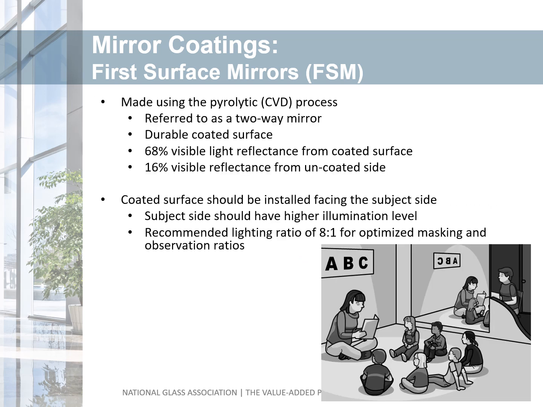Another method of producing first surface mirror is by using the pyrolytic method within a float furnace. This particular coating is sometimes referred to as a hard coat glass. A pyrolytic reflective product is partially reflective, allowing visible light transmission, such as two-way or transparent mirror applications, when the coated surface is installed facing the subject matter.